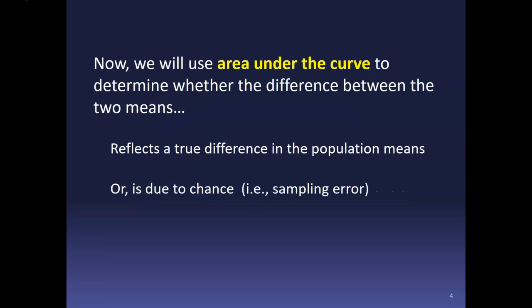Now, we will use area under the curve to determine whether the difference between the two means reflects a true difference in the population means or is just due to chance, due to sampling error.